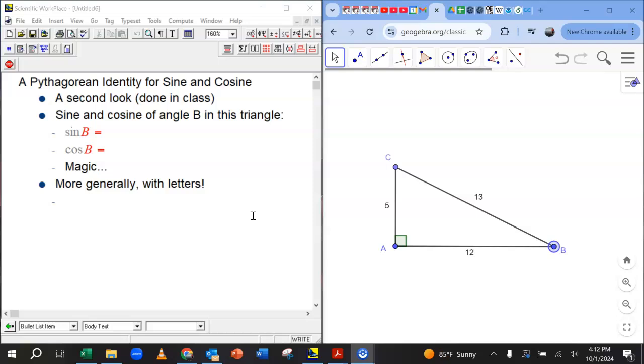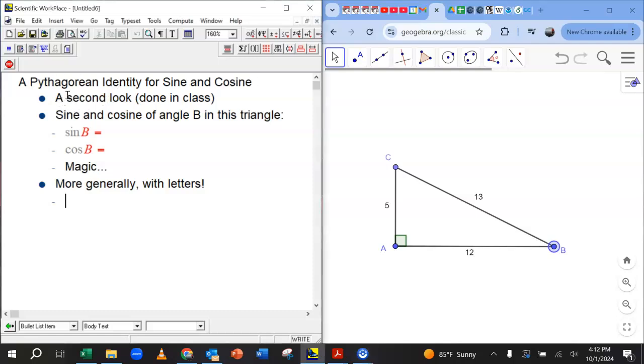Let's do a pretty short video on what's called a Pythagorean identity for sine and cosine. An identity is an equation that's always true, like (a + b) squared is a squared plus 2ab plus b squared, things like that. And it's a really important fact about sine and cosine that we can get as a consequence of Pythagoras.